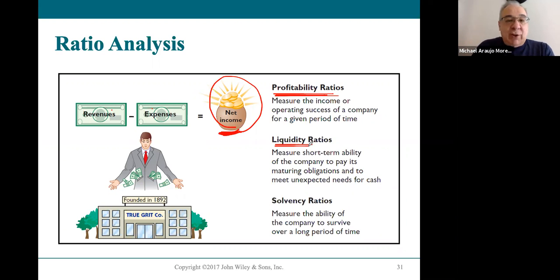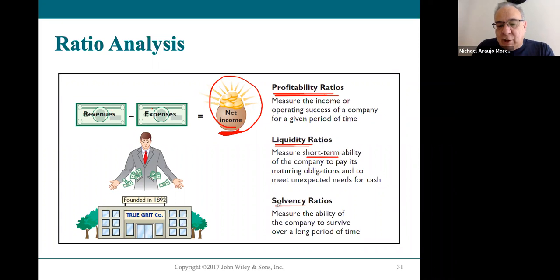So why do you need cash? Well, that's how you pay your bills. So liquidity ratios measure really the company's ability to pay its current bills, because you need to pay rent. Your landlord only wants cash. You need to pay your employees. Your employees only want cash. So you need cash to pay your bills. Liquidity ratios will show us that.